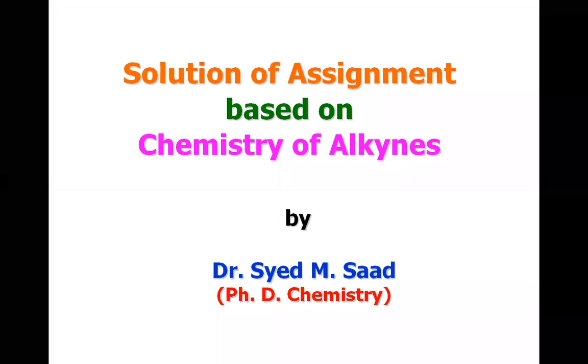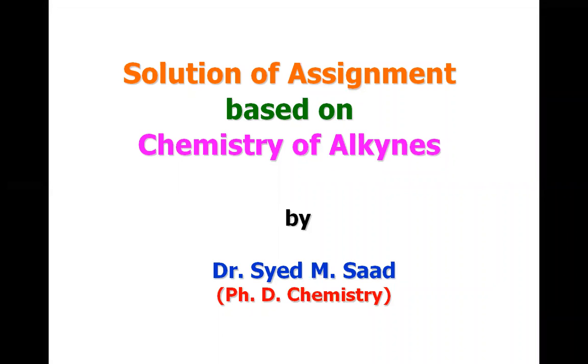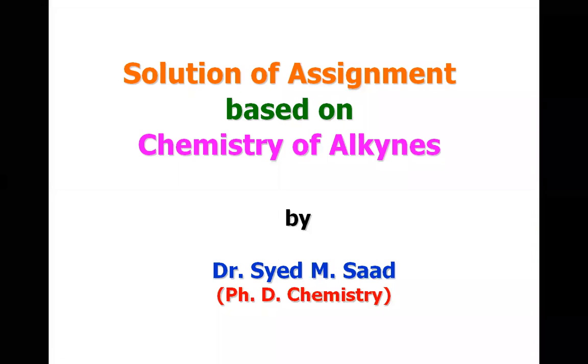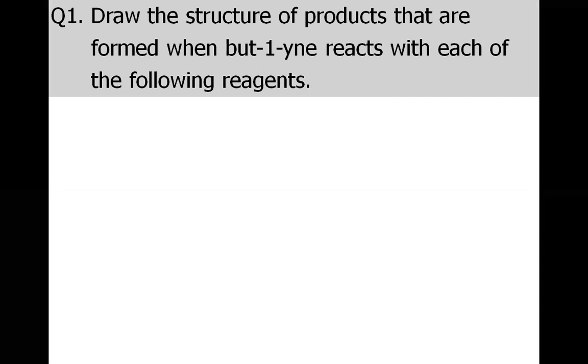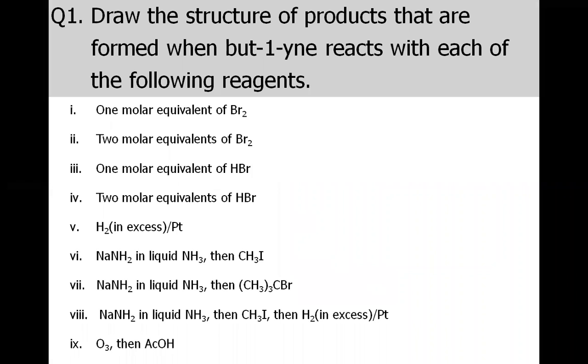In this video, we will discuss the solution of the assignment based on chemistry of alkynes. So, students, you were given four questions for this assignment. The first question was to draw the structure of the products that are formed when but-1-yne reacts with each of the following reagents. So there were nine reactions asked when but-1-yne is treated with these reagents.